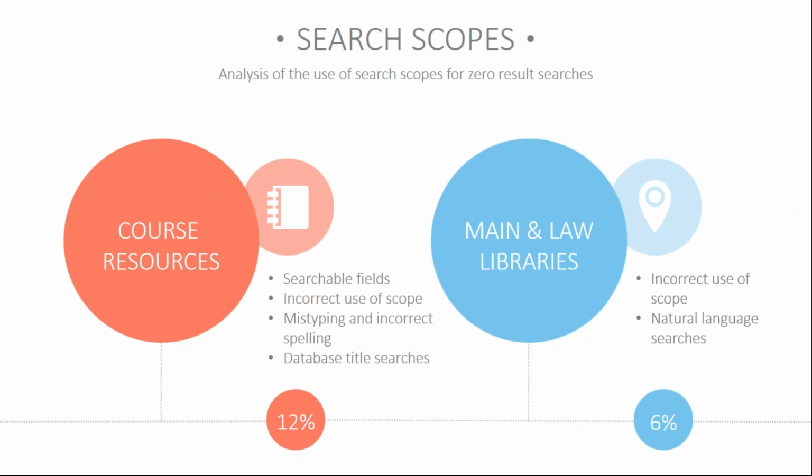Once again, the use of natural language searching was evident in these search scopes. So a search string containing the terms "books on cloud computing" using the main library scope returned 0 results. Interestingly, if you conduct the exact same search, "books on cloud computing", in Google, you actually get books on cloud computing.